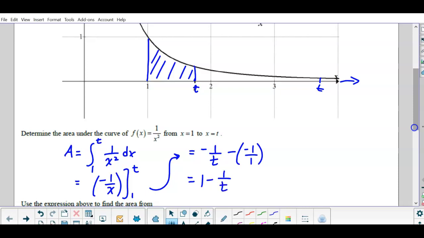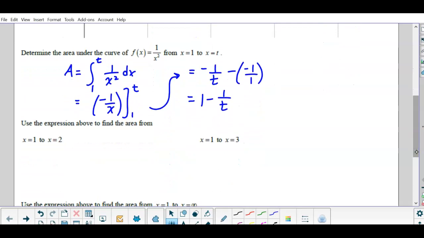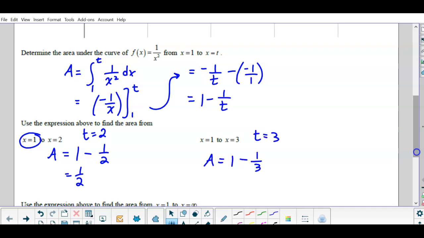Then if we're given the t value, we can just substitute in, as long as we're starting from x equals 1. So the area from 1 to 2 will be 1 minus 1 half. Here t is 2. Here t is 3, so A equals 1 minus 1 third.